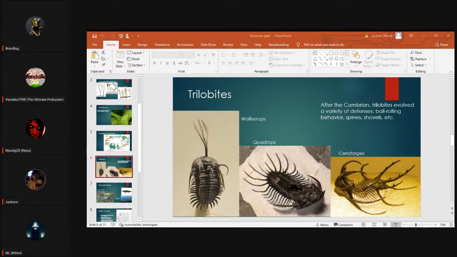Personally, Walliserops is my favorite. That proboscis is on point. What is even going on there? I love it so much. Is that calcified? I want one. I think he's trying to cosplay as Poseidon, king of the... because of the trident.